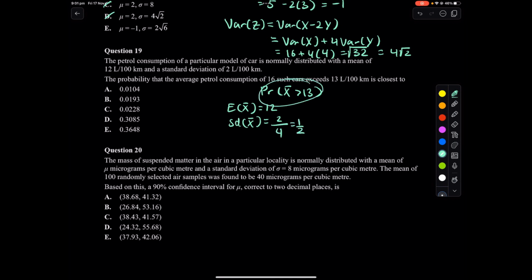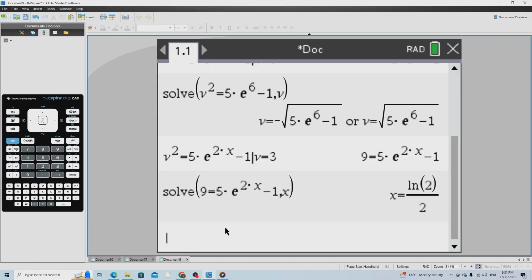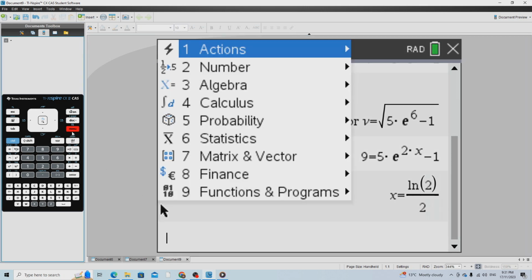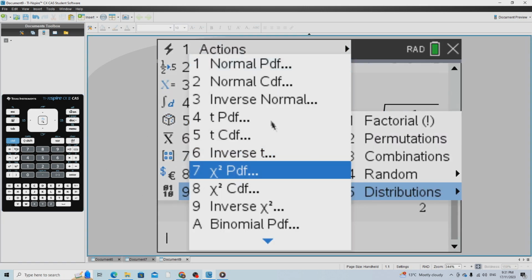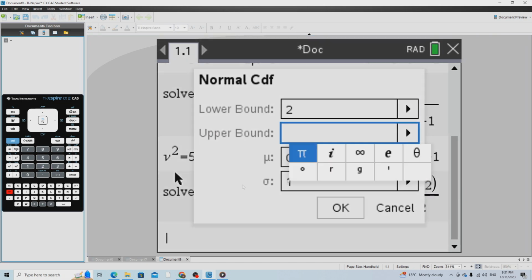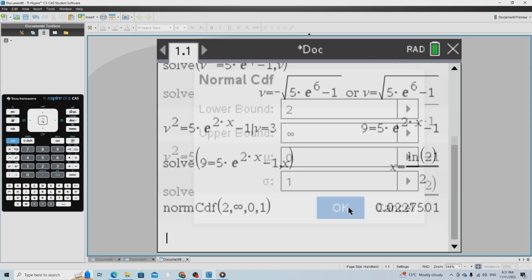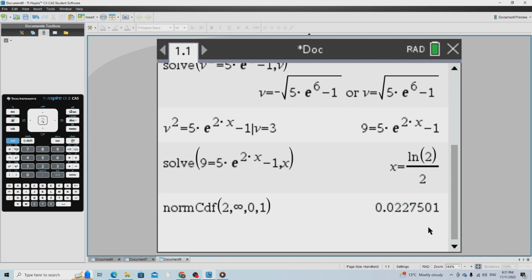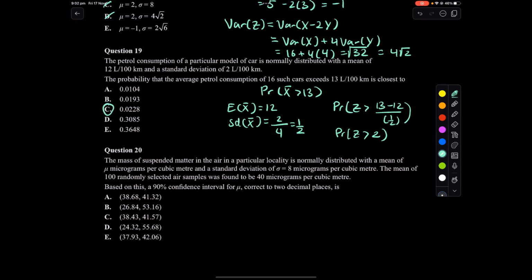So we can rewrite this in terms of the normal distribution. We can write it as the probability that Z is greater than 13 minus 12 over half. So the probability that Z is greater than 1 over half, which is just 2. So for Z greater than 2, let's use our calculator. Go on menu, go to probability distributions, go to normal CDF, 2 to infinity, where we're going to use the normal distribution. Press OK and we get this beautiful value. So that will give us C as your answer.